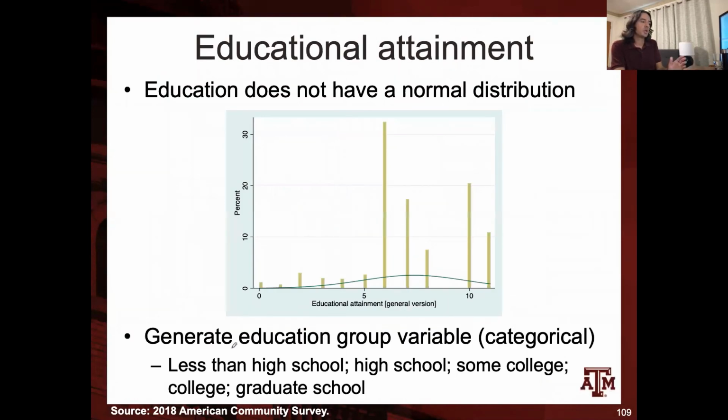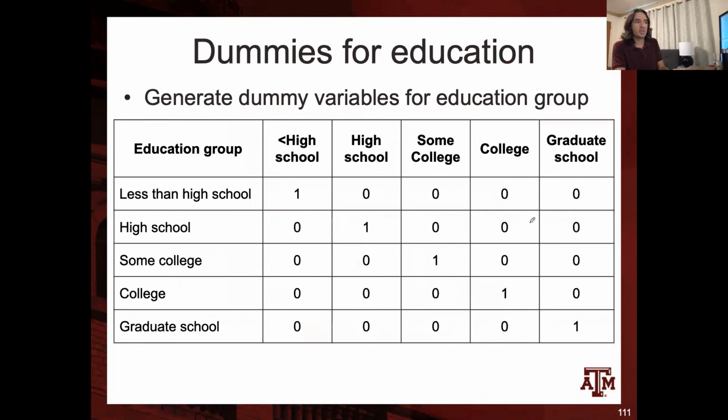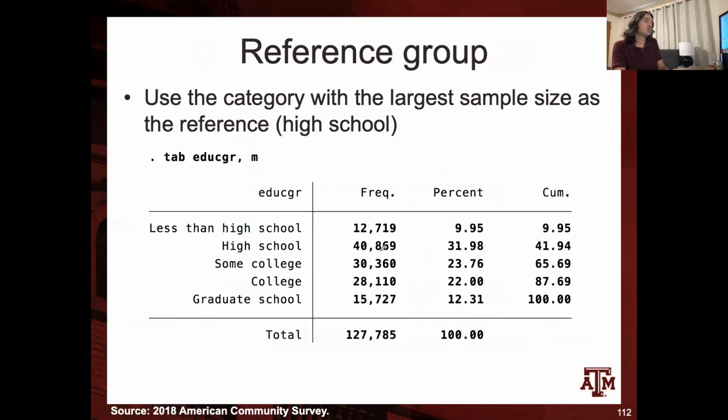Education, the same thing. I have less than high school, some college, and graduate school. I create dummy variables, a set of 5 dummy variables, and then I choose the category that has the largest sample size. Why do I prefer the largest sample size? Because with smaller groups, if there are specific outliers within that group, they could bias my analysis. So I try to select the group that has the largest sample size, because then everybody tends to be closer to the mean. There is less effect of outliers within that group.